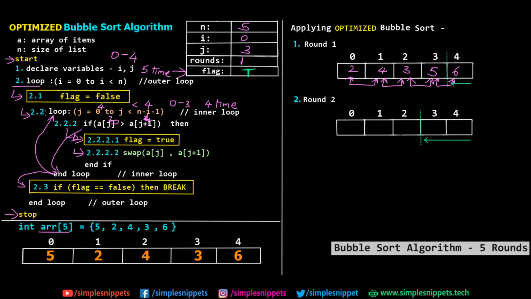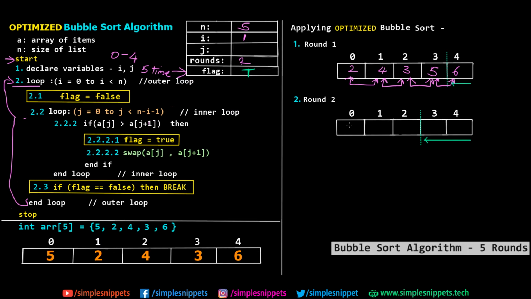However, after the first round, when we come at this stage, we are checking flag equal to false. We know that the flag is not equal to false. It is equal to true. It was set true initially. So nothing will happen. Okay. We will come at the end of the outer loop. We will go to the start of the outer loop, which is this position. And now i will become 1. So after the first round, we have 2, 4, 3, 5, 6. So we will start with round 2. i will become 1. Okay. And j will again start from 0.